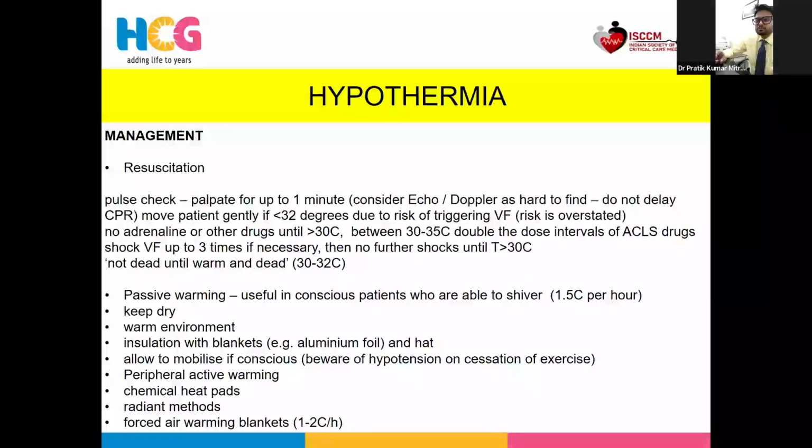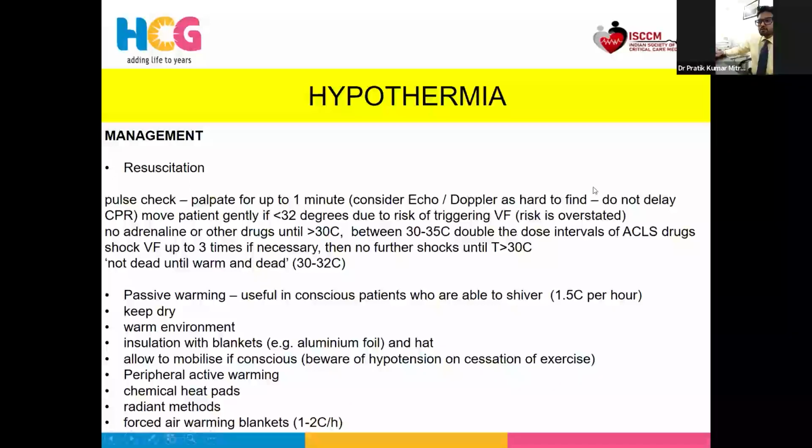Management: we have to resuscitate the patient. So there are some modifications. We need to increase the temperature. We will check the pulse, and because in the hypothermic state it will be difficult to assess the pulse.